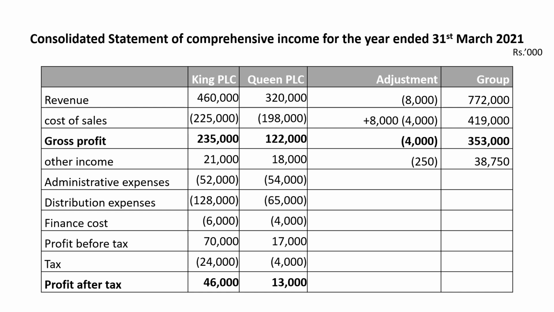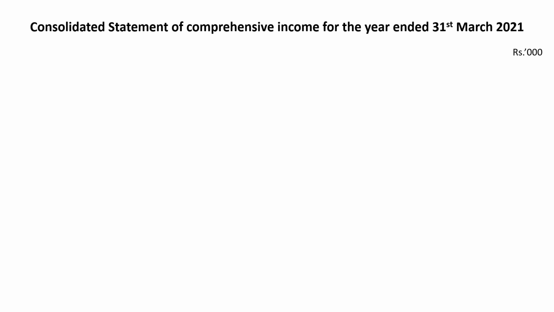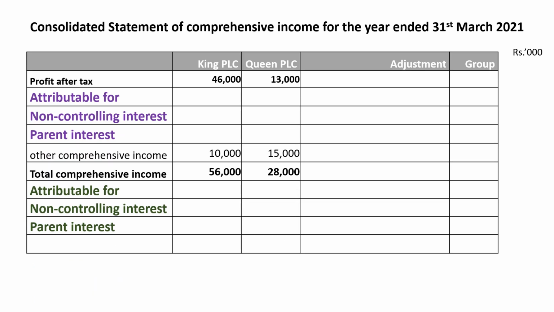The impairment loss should be recognized under administrative expense. Therefore, we are going to put 5,000 under administrative expense and as a result, the total administrative expense in the group will be increased to 111,000. Now let's see the profit after tax attributable to non-controlling interest as a result of the impairment.